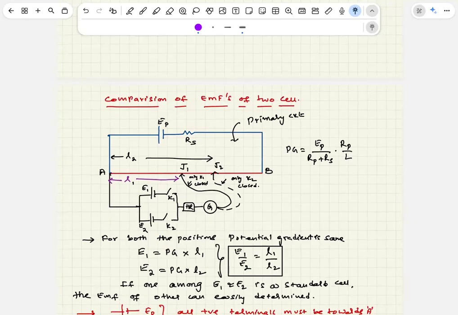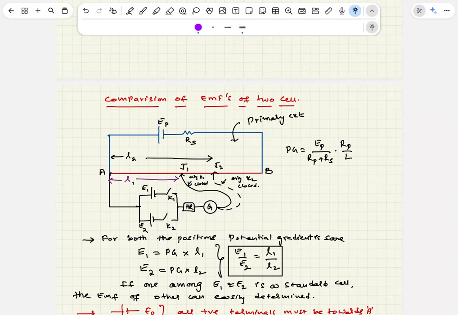Let us see how we will work the comparison of EMF. Now you see, the only modification is a switch-type arrangement. I will place only K1, so only E1 is considered in the secondary. I will place only K2, so only E2 is placed in the secondary. That's how I will adjust. I repeat, I will place only K1, E1 is attached in the circuit. I will place only K2, E2 is attached, and never K1 and K2 together.